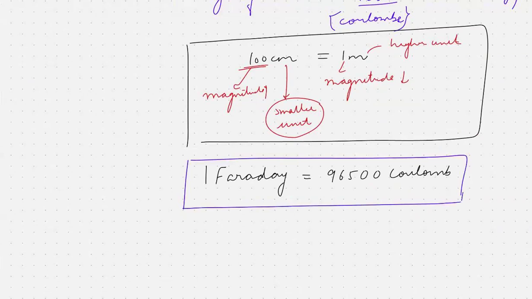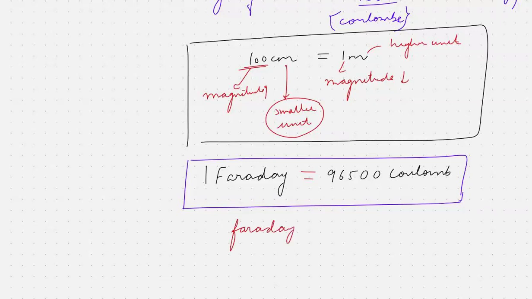Then you tell me which is greater, Faraday or Coulomb? What is bigger, Faraday or Coulomb? Wait, which is bigger? Faraday will be bigger, right? Because the magnitude is small, but the unit will be bigger.